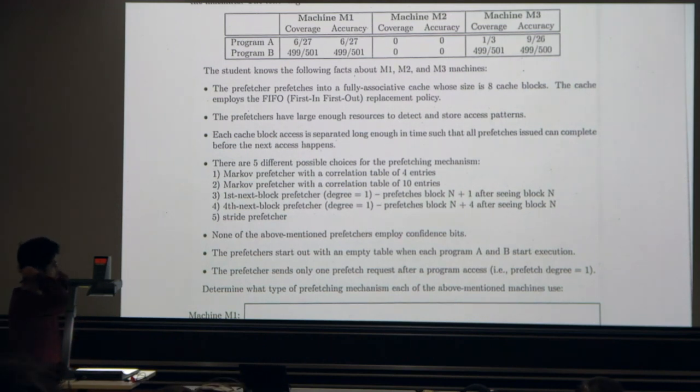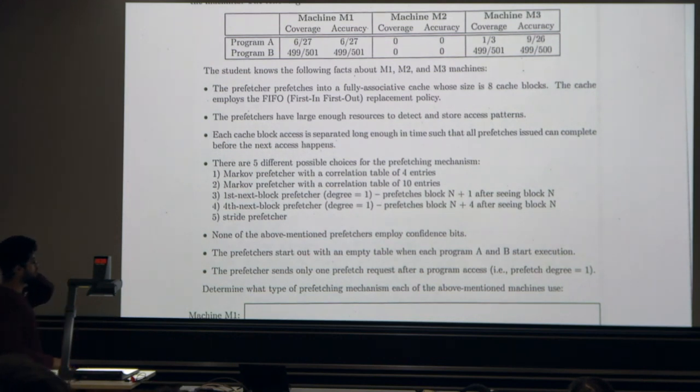And there are 5 different possible choices for the prefetching mechanisms that we know beforehand. So the first 2 are the Markov prefetcher, 3 and 4 are variants of a next block prefetcher, and the 5th one is a stride prefetcher. The first one is a Markov prefetcher which can learn and store up to 4 entries, the second one can store up to 10 entries, the third one is just the next line prefetcher, the exact next block, the 4th one is the 4th next block, and the 5th one is the stride prefetcher.